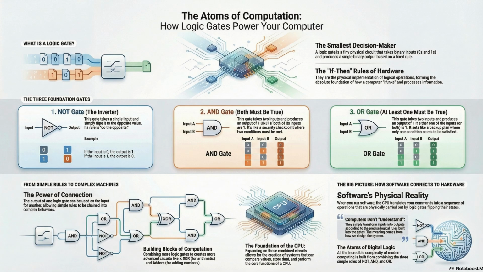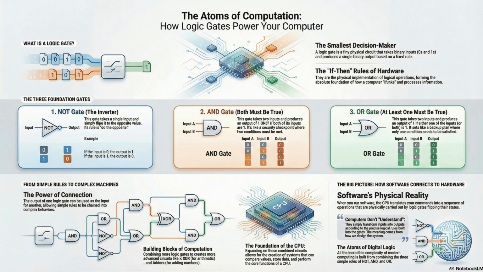And those three atoms are NOT, AND, and OR. So our journey today is to explore these three simple rules, really understand what they mean physically, see how they chain together, and then see how that chain leads directly to the blueprint of a CPU. Let's do it. Let's jump into section 1, NOT, AND, OR, the simple rules that govern everything.